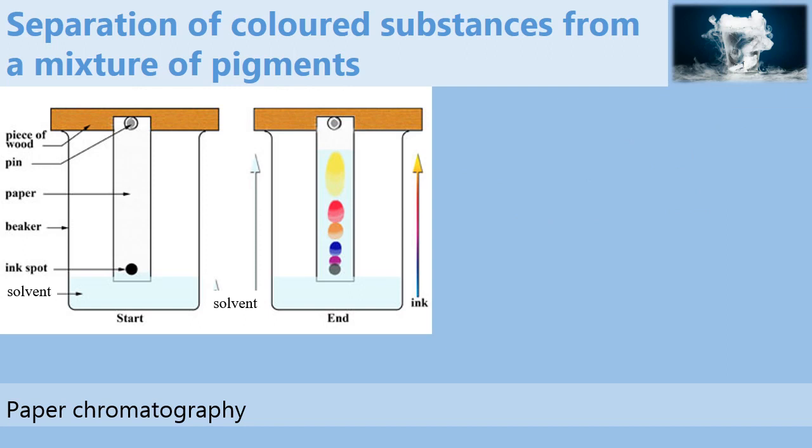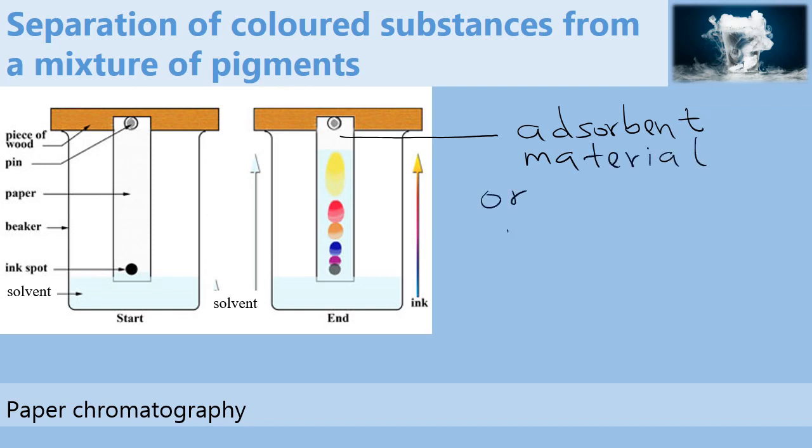The level where the farthest point the water reaches is known as the solvent front, while the paper material where adsorption takes place is known as the adsorbent material or chromatogram.